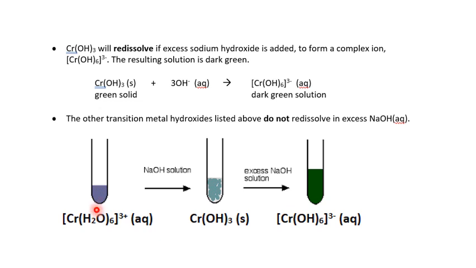So we got the violet, or remember it could have been green, aqueous ion, green precipitate forms, and then a dark green solution when you add excess sodium hydroxide. So again, you need to know that only chromium 3+ does that, and you also need to know the formula for the dark green ion. So what happens is that you now have 6 hydroxide ions acting as ligands, all packed around the chromium 3+ ion, and that's the dark green solution, Cr(OH)6 3-.